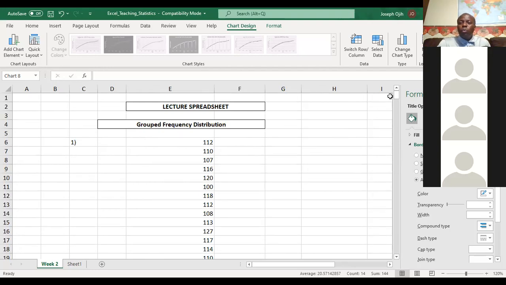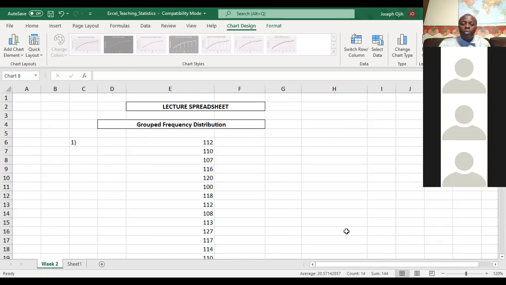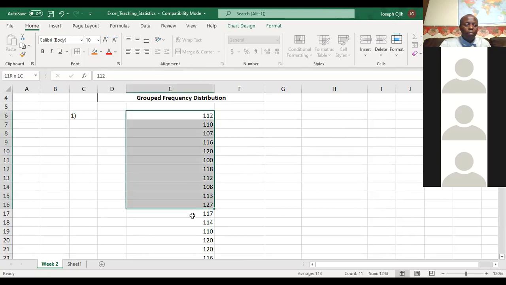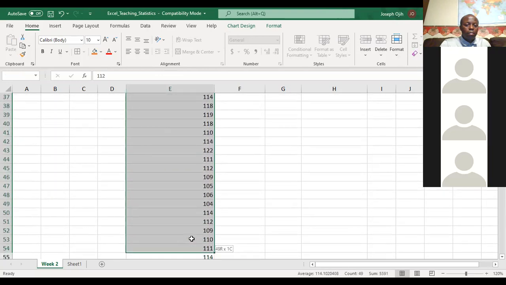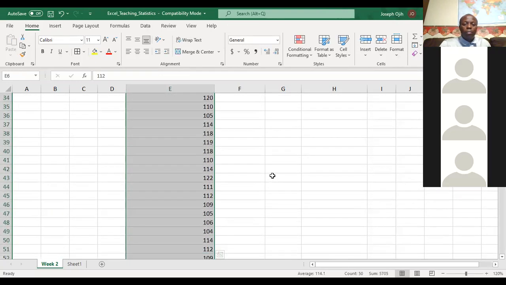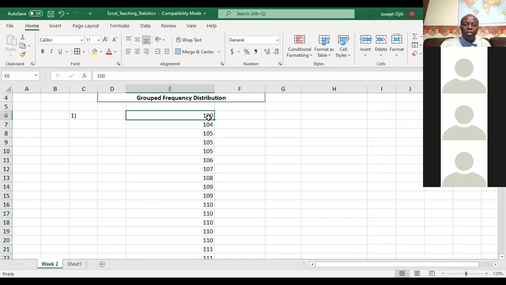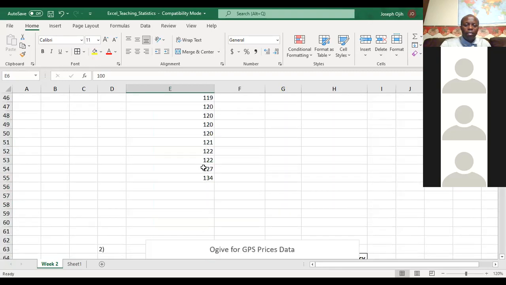Now, what you need to do is to figure out the smallest number and the largest number. How do we do that? The process I follow, to make it easy, is that you can sort the data set. So I can highlight them and sort them from smallest to largest. Once I highlight them, here it is called sort. I click on it, see where it says sort smallest to largest, and click on that. You can see that the smallest number here is 100, and the largest is 134.